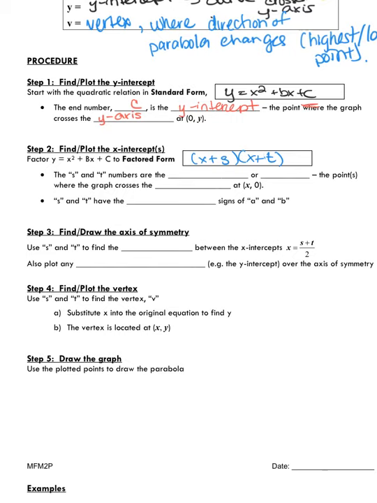Our s and t are the x-intercepts, or as we said before, we call them the zeros. Again, where that graph or the curve crosses the x-axis, we call those our zeros. And s and t are going to have opposite signs. So for example, if I had x plus 4, x plus 3, my zeros here would be -4 and -3. Opposite signs.